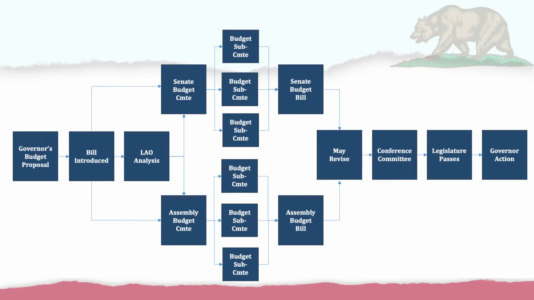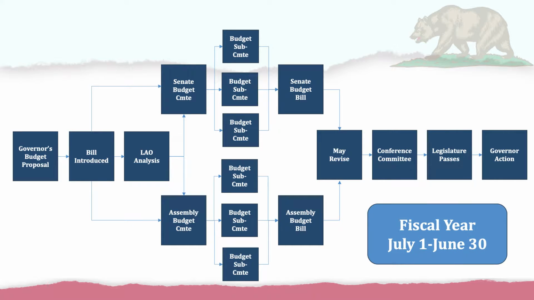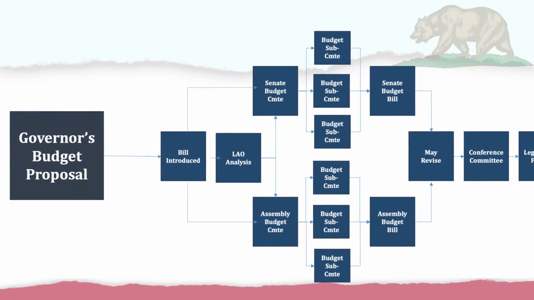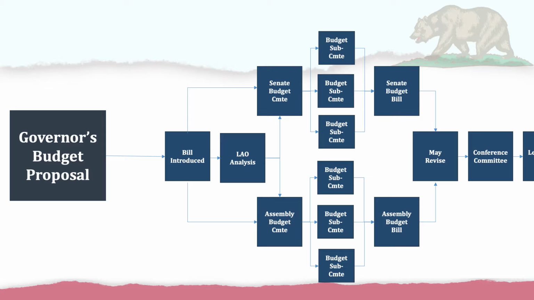That is, what's the process by which the state adopts spending priorities? It's a complicated process. The state's fiscal year begins July 1st and ends June 30th of the following year. By law, the state legislature must adopt a budget no later than June 15th of each year, though that deadline is not infrequently missed. The annual budget process begins in January when the governor releases a proposed budget for the upcoming fiscal year.